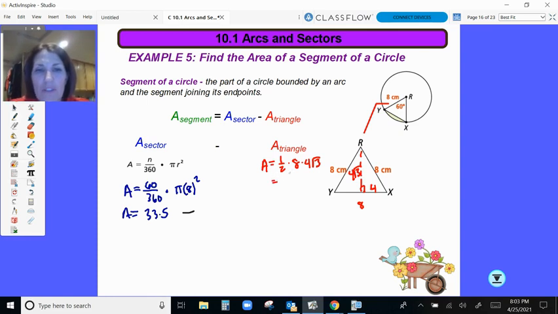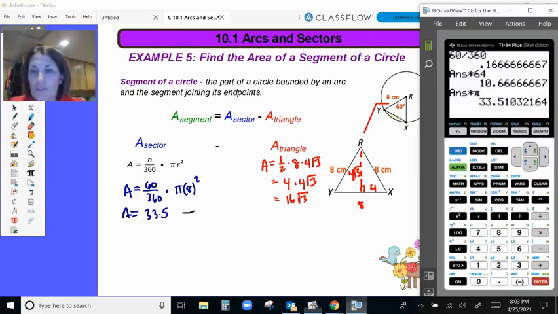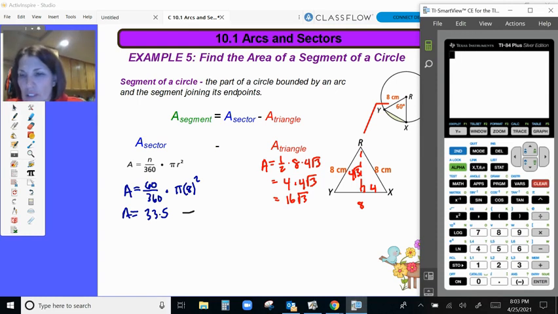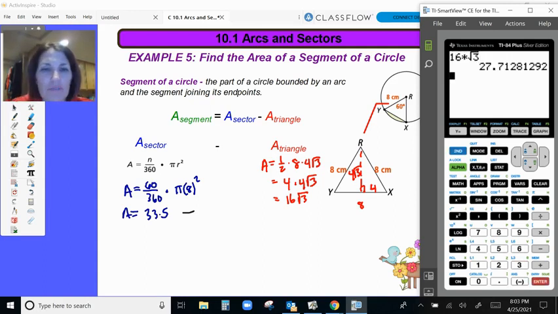So this is going to become 1/2 of 8 is 4, times 4 square root of 3, which is 16 square root of 3. Okay, so let's multiply that. We're going to get 16 times the square root of 3. That's about 27.7.